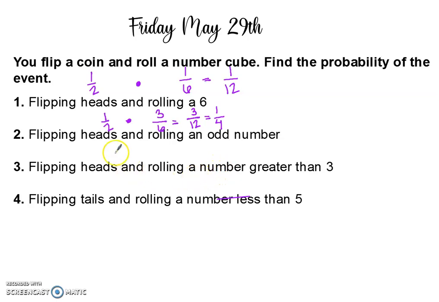Number 3. Again, the probability of flipping a heads is 1/2. The probability of rolling a number greater than 3. 4, 5, and 6 are greater than 3. So our probability is going to be the same as it was before, 1/4.